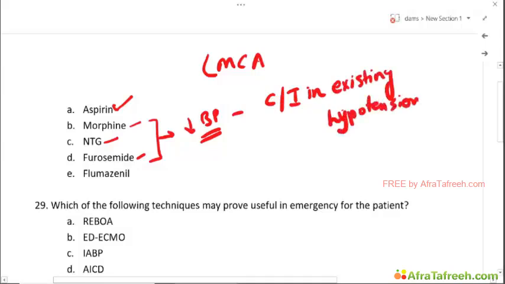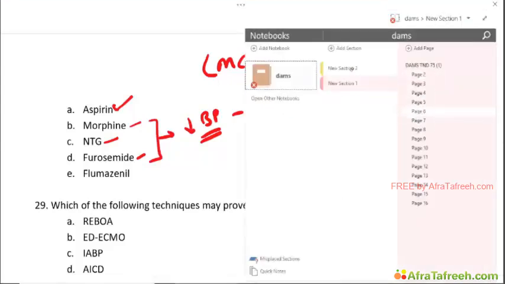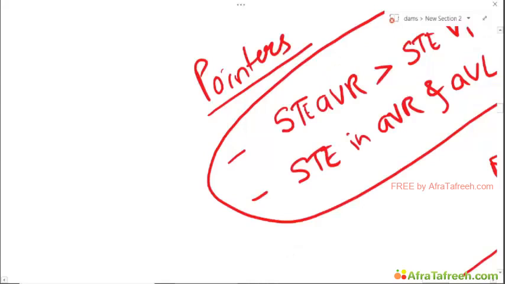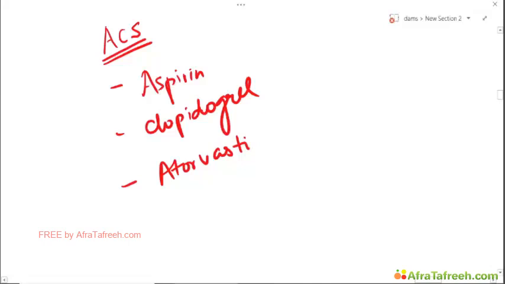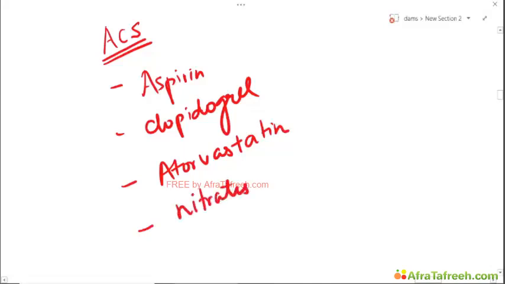For this, let's come back and discuss the initial treatment of patients with an acute coronary syndrome, then the things would be much easier for you to understand. Any patient who comes with an acute coronary syndrome usually receives aspirin, clopidogrel, atorvastatin, nitrates, morphine. Okay.